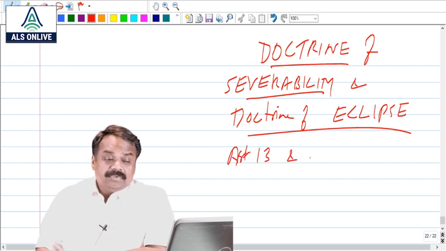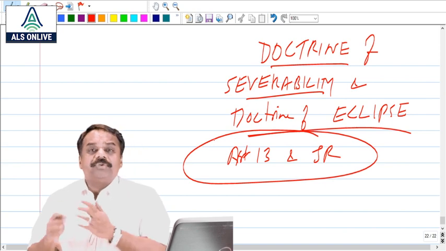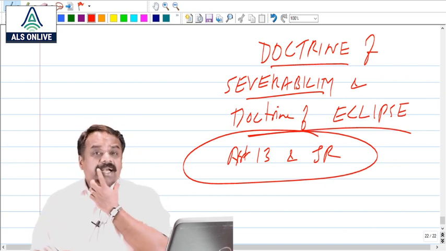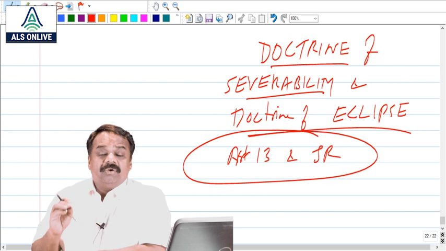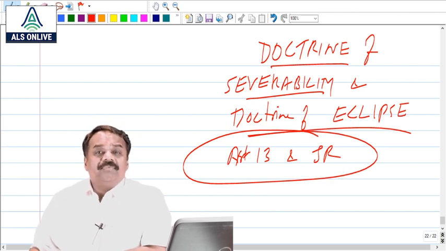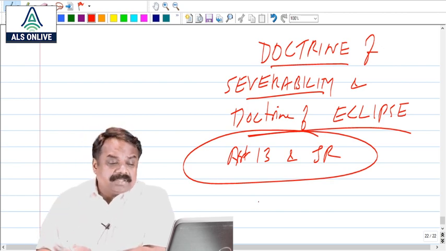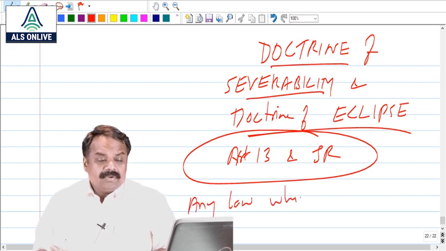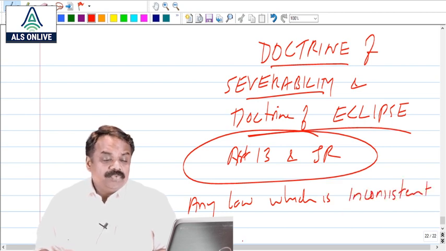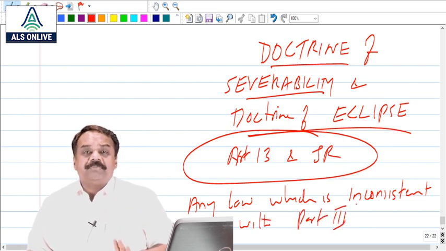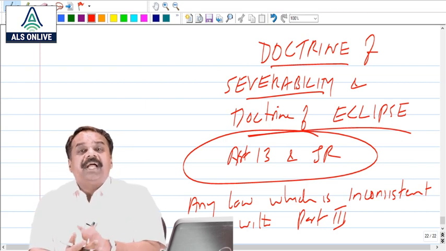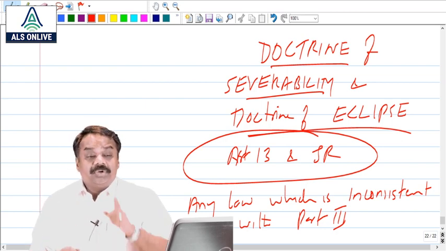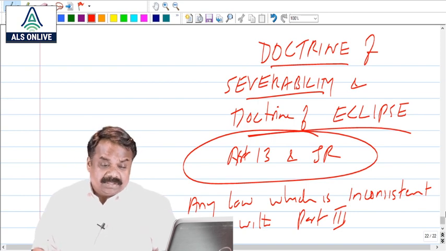and judicial review. This is an offshoot of judicial review, because Article 13, clauses 1 and 2, say that any law which is inconsistent with the provisions of Part 3 of the Constitution shall be declared void. It has to be declared invalid to the extent of such inconsistency.